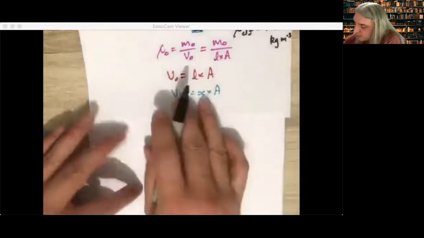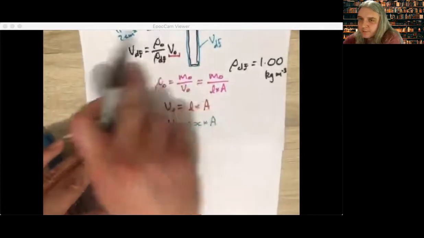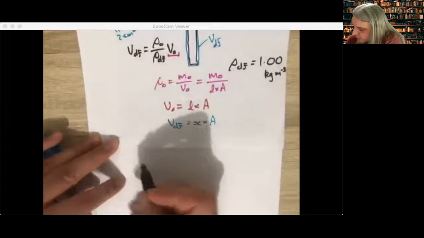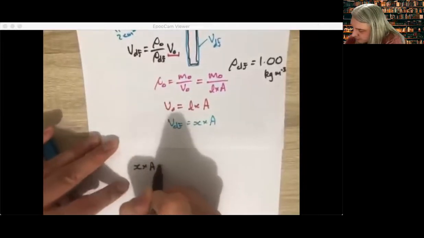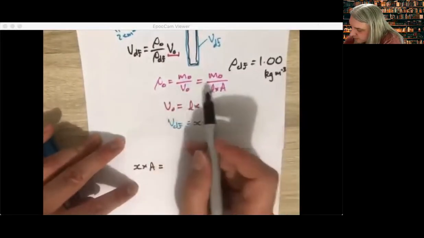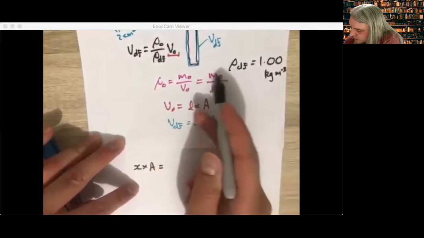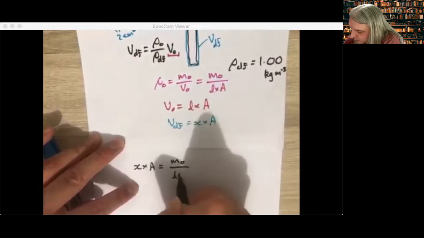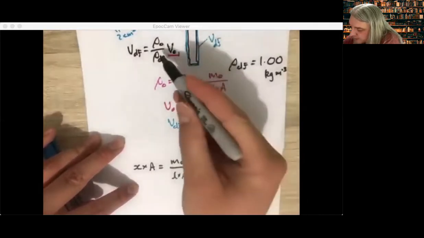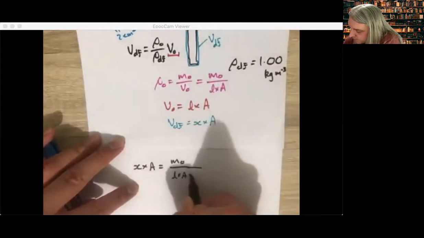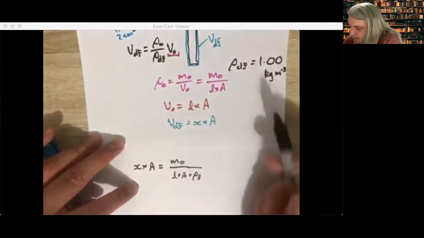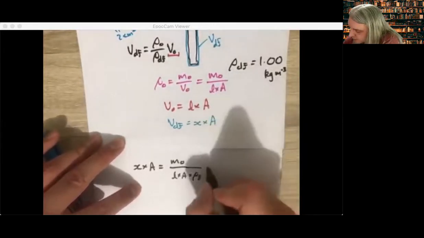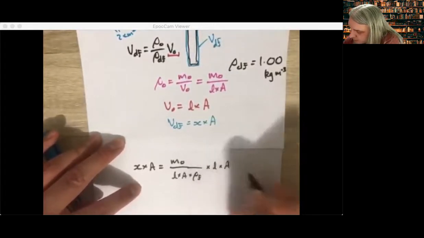So we're going to replace everything in this equation with these terms that we've got here. So we have x times A is equal to the density of our object, which is this equation here, so m object over L times A, divided by the density of the fluid, which is just given, the density of pure water, and then times the volume of the object, which is L times A.